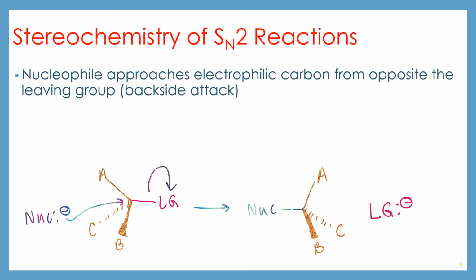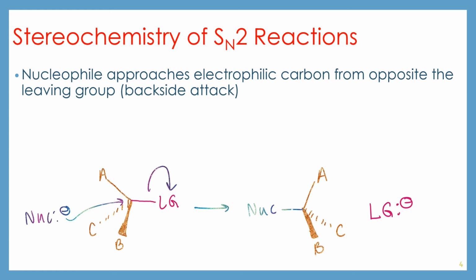So let's look at the stereochemistry of the SN2 reaction in a little more detail. The nucleophile approaches the electrophilic carbon from the opposite side of the leaving group. This again is called backside attack. You're going to hear this phrase over and over in this chapter. So looking at the mechanism again, the nucleophile attacks that carbon, and in one step, the leaving group leaves, taking the electrons in that covalent bond with it, which is what creates the new lone pair on the leaving group.